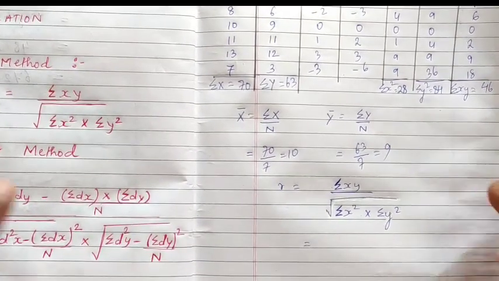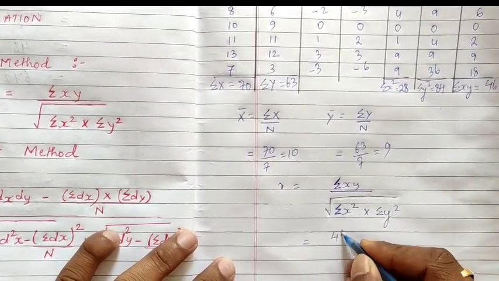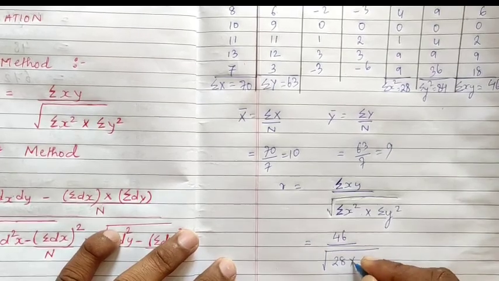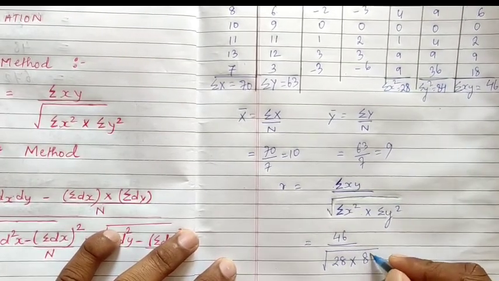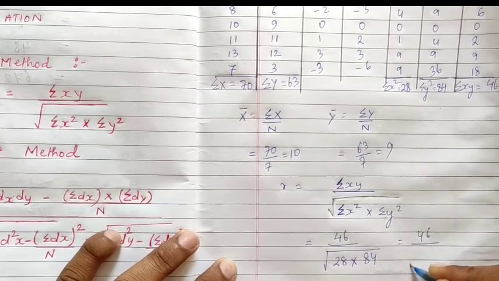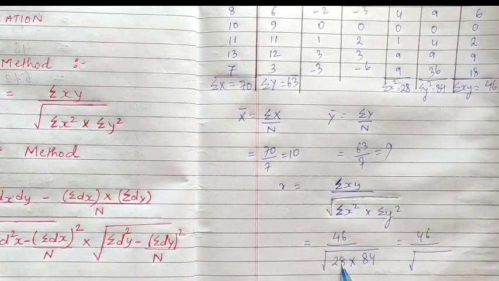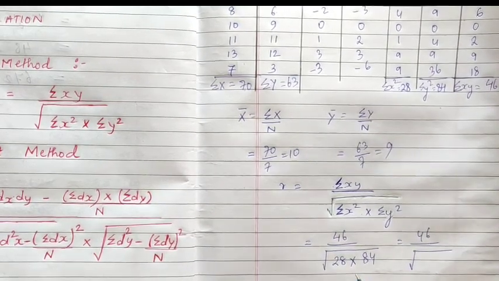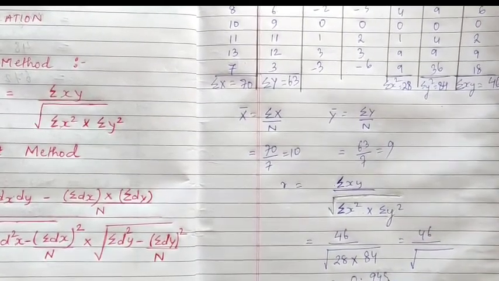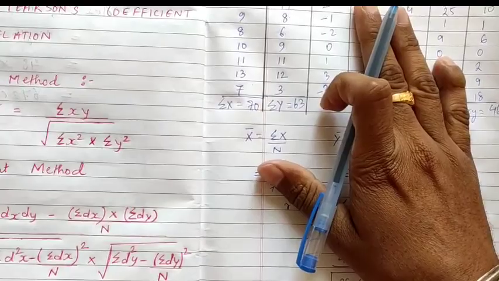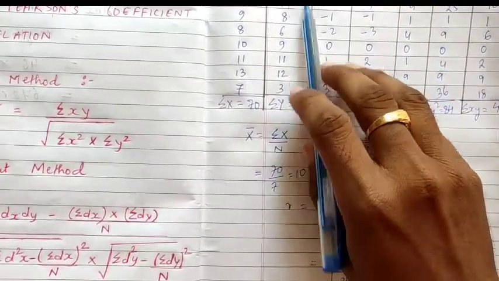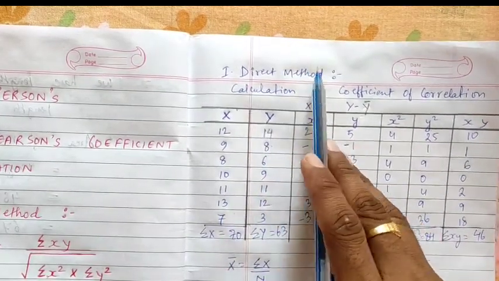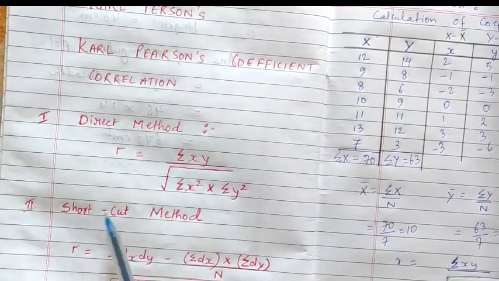Now we substitute the values in the formula. So summation xy, how much we got? 46. And under root summation x square, how much we got? 28 multiplied by summation y square, how much we got? 84. So 46 by under root, we'll multiply 28 and 84, and then we'll find the square root. So after solving, we will get 0.948. So this is the step for how we calculate the coefficient of correlation by direct method. So we'll do one more question with the help of this method, that is shortcut method.